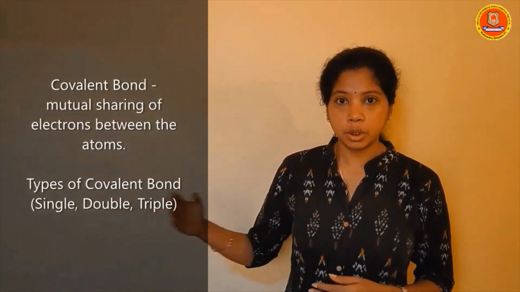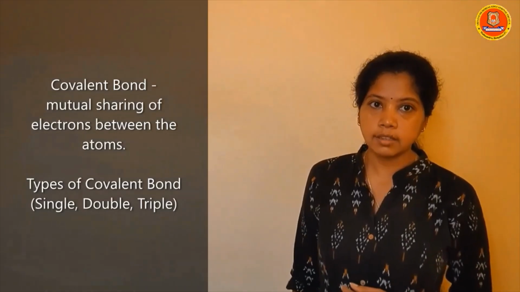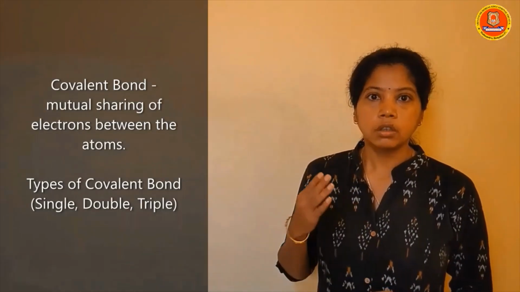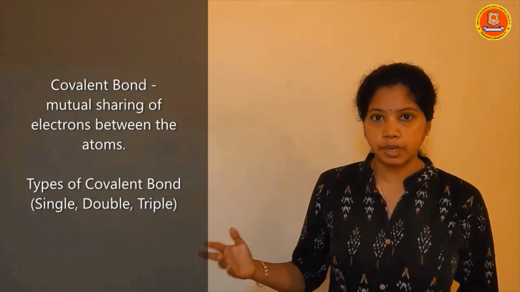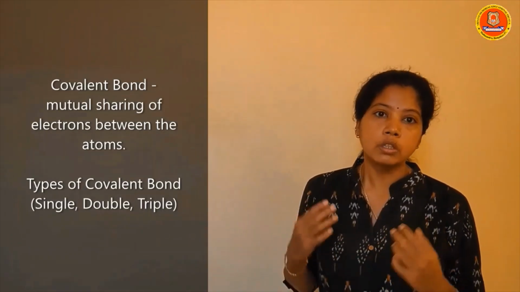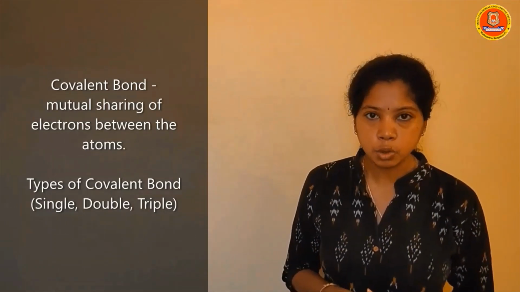So let's take the summary of today's class. We have learnt about covalent bond and its definition. A quick recapitulation. Covalent bond can be defined as a bond which is obtained between two atoms by mutual sharing of electrons. So when the two atoms are involved in the bond formation, they share the electrons mutually.